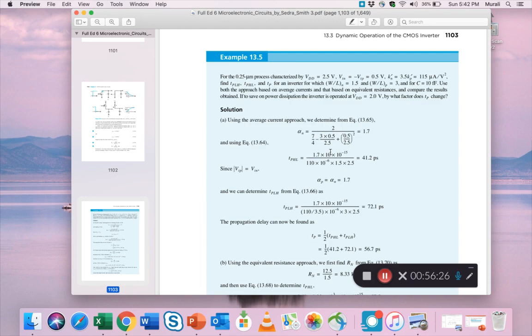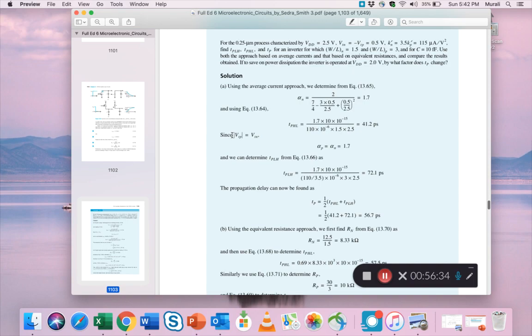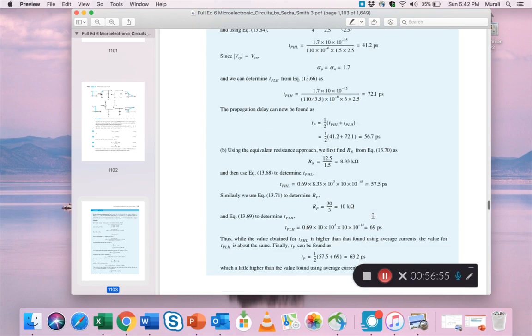With the combination of these two, he comes up with tPHL as 41.2 picoseconds. He also says since the absolute values of Tp and Tn are the same, alpha p equals alpha n, so you don't have to calculate alpha p again using this formula. You can directly go to calculate the low to high, and that comes out to be 72.1. Then tP is the average of the two, and that's 56.7.